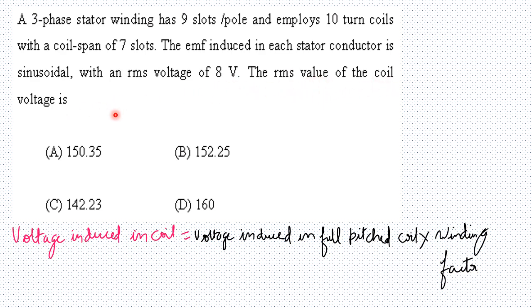So you can see here that the coil spans only 7 slots, but the winding has 9 slots per pole. Hence the coil is a short pitch coil, it's not a full pitched coil. So we have to keep that in mind before proceeding. How to proceed here is, first we'll calculate the voltage induced if it was a full pitched coil, and then we will multiply it with the winding factor, which is here only the pitch factor. If we multiply with the pitch factor, then we get the voltage induced in the coil. So let us proceed.